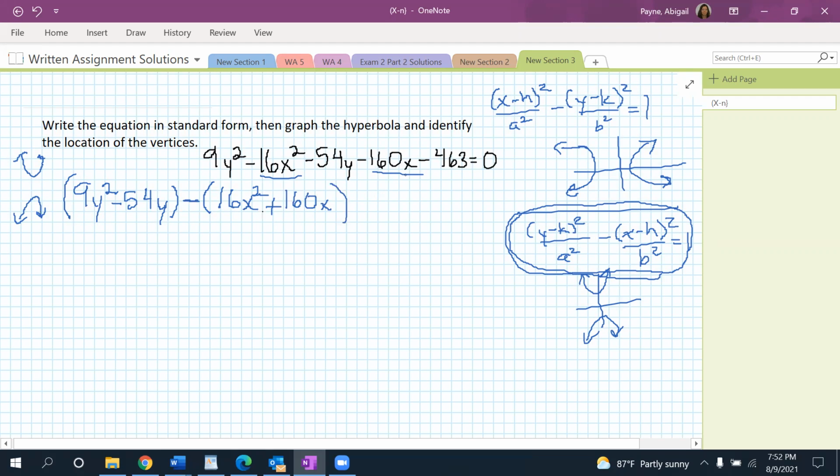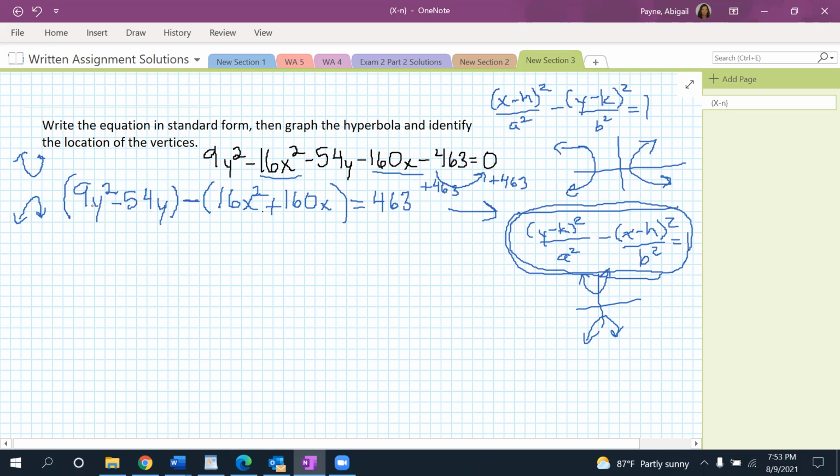One other thing I'm going to do is send this constant term to the other side, so this is equal to positive 463. I did that by adding 463 to both sides. Okay, so we get this equation. I know it's a bit messy; I'll try to get nicer handwriting from this point on. Again, we're trying to make it look like this. That's the standard form we're shooting for.